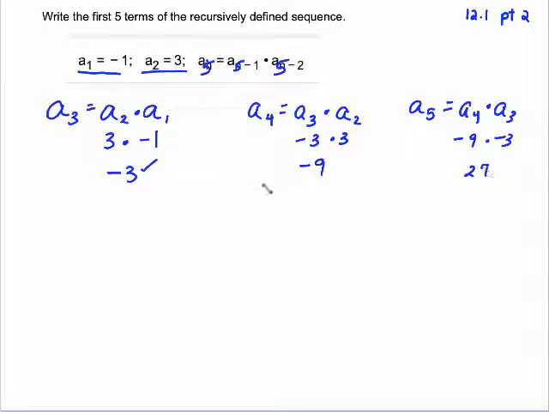So it says find the first 5 terms. We already had 2 of them, so it's negative 1, 3. A sub 3 we found to be negative 3, a sub 4 was negative 9, and a sub 5 is 27. So that's what I would suggest you do if you have an a sub n minus 1, but you also have an a sub n minus 2 involved.